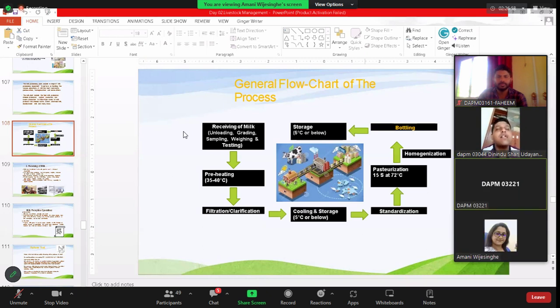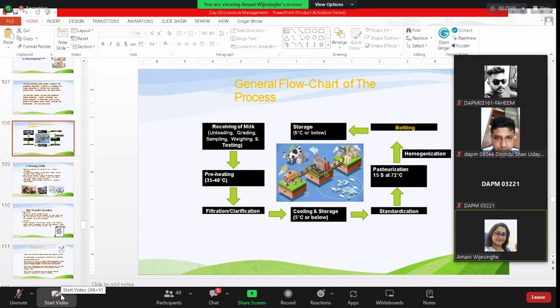So, madam, we'll see what the general operations in the milk plant are. First, they are receiving the milk. Under receiving, they unload the milk, grade it and do sample testing. After that, if the test is accepted, they take the milk to the silos and tankers. After that, they take it to the preheating part.